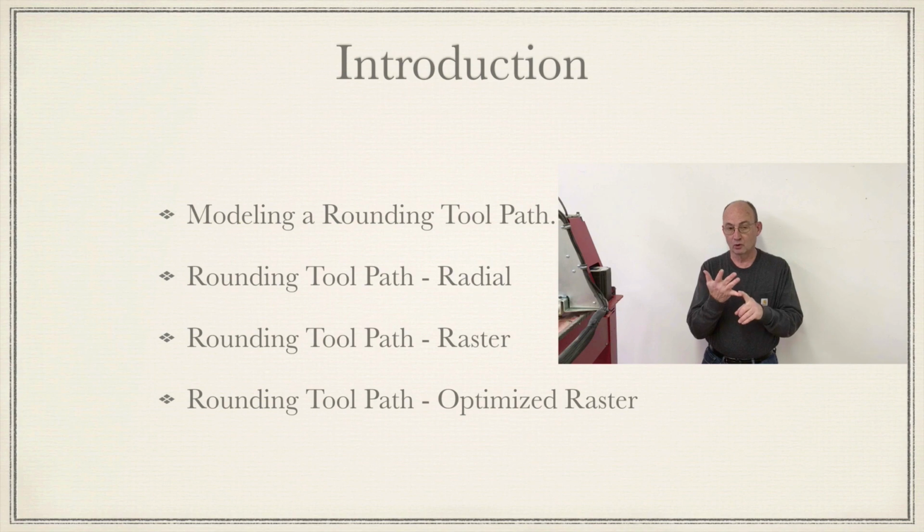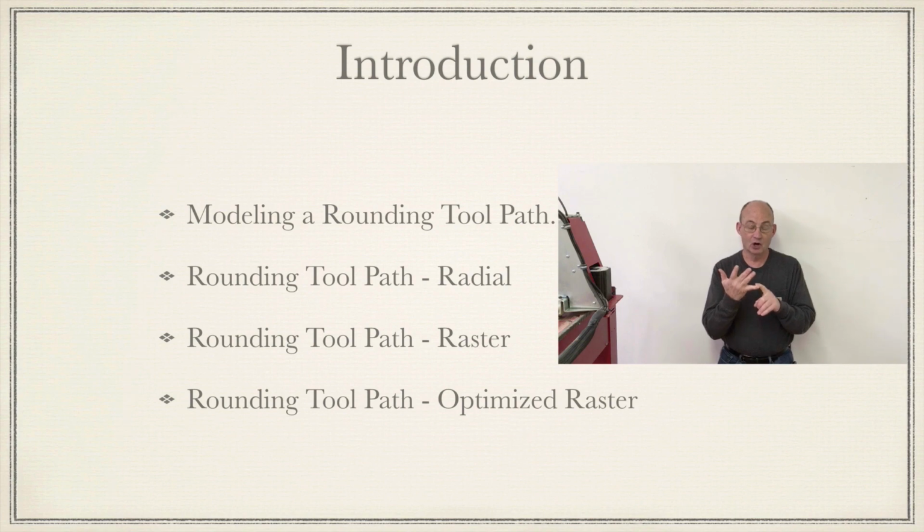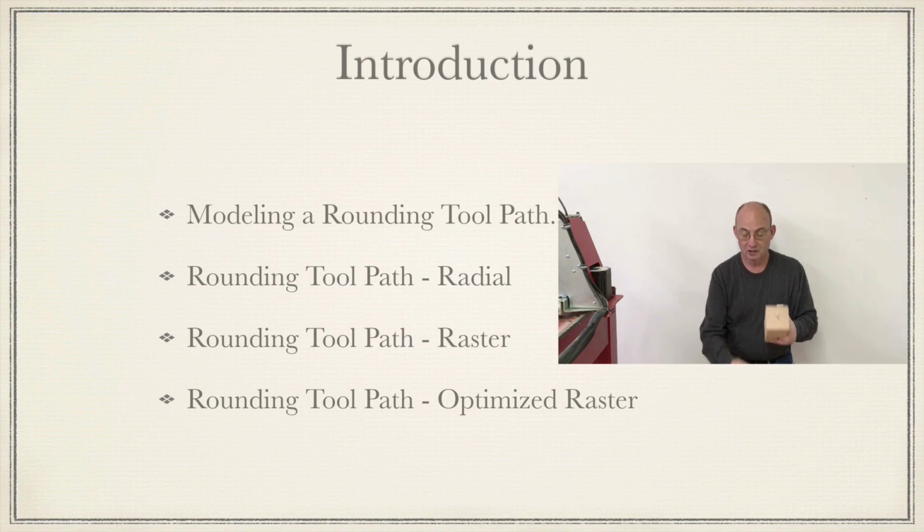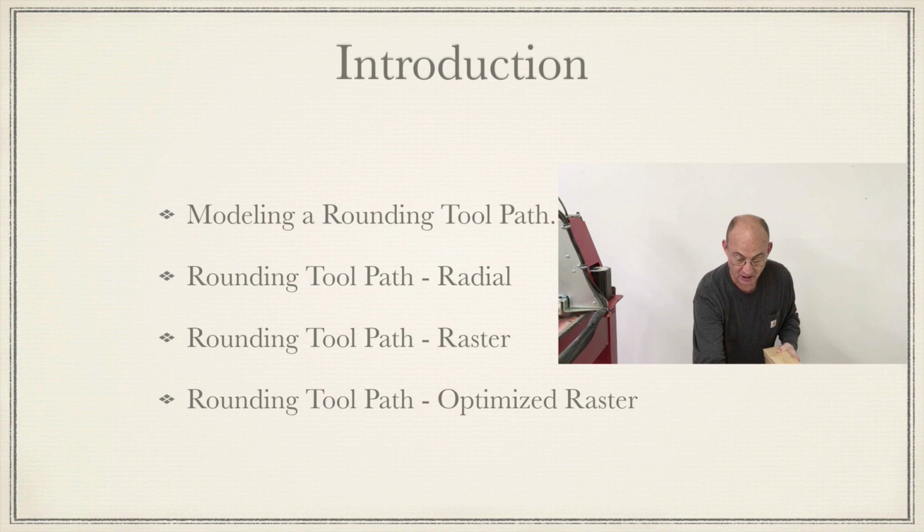Number 1, we'll go in and do some very quick modeling work in Aspire 9.5. We'll only be modeling the part where we take a rectangular stock and turn it round. So that'll be a very quick part of the video. And then we're going to go into the three ways that you can turn it round.